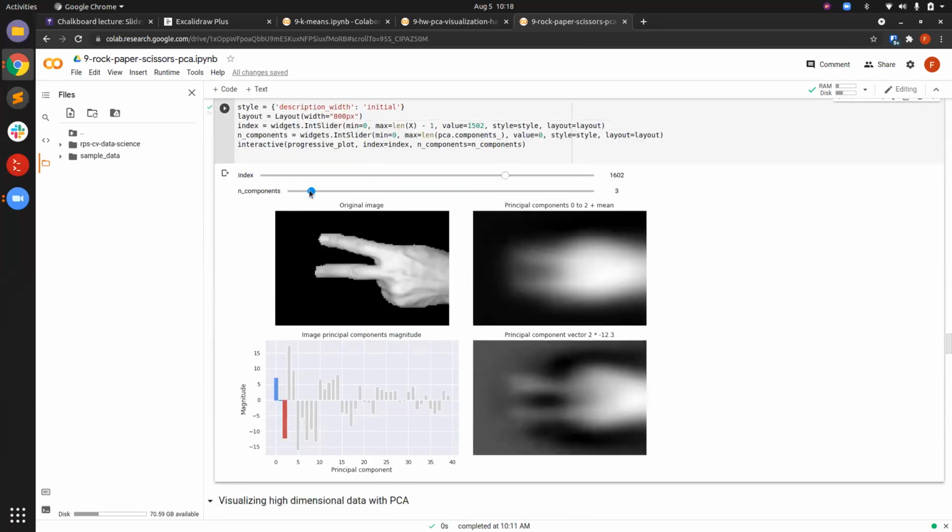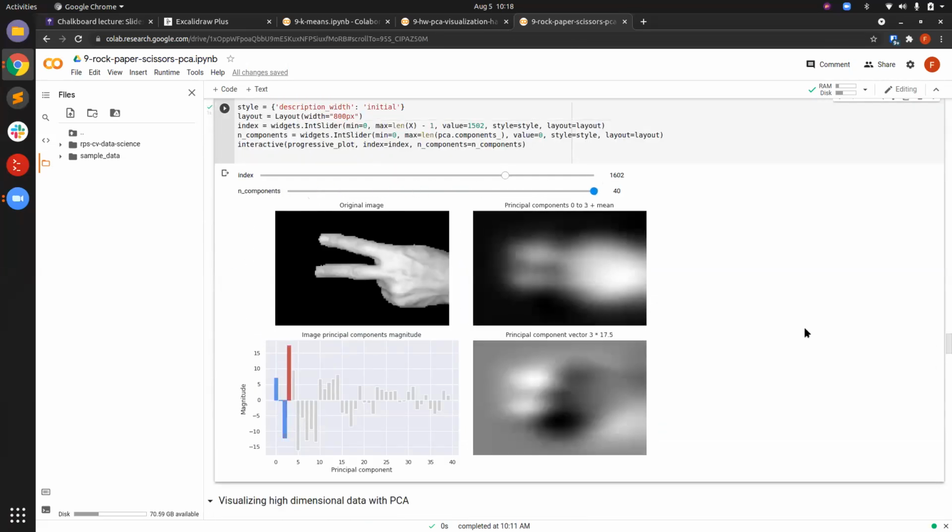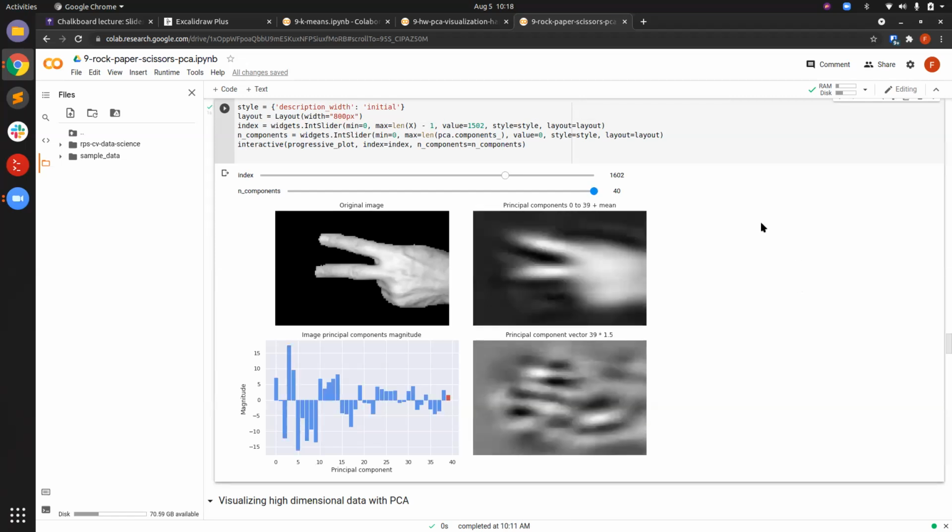Okay, let's look at an example of a more fully reconstructed image. Here you can see the reconstructed image from 40 principal components. So it's a pretty good representation of the original image. We obviously don't have all the finer details, the variation in skin tone, but we can definitely very clearly see the gesture.